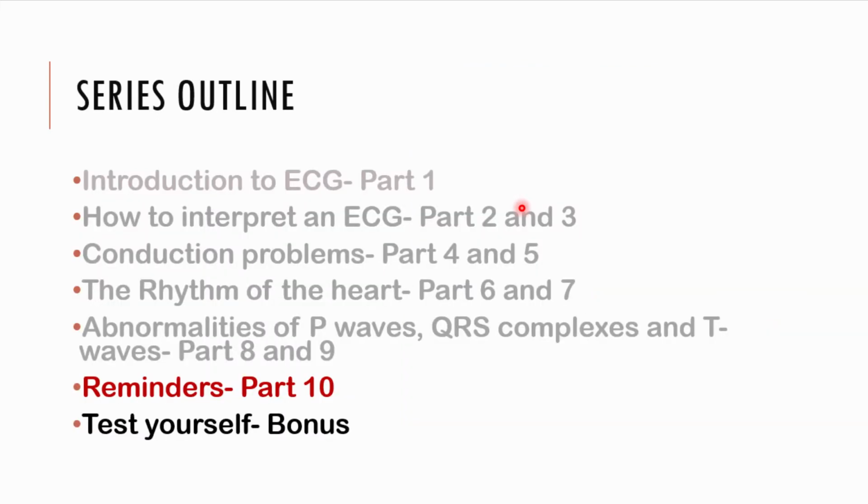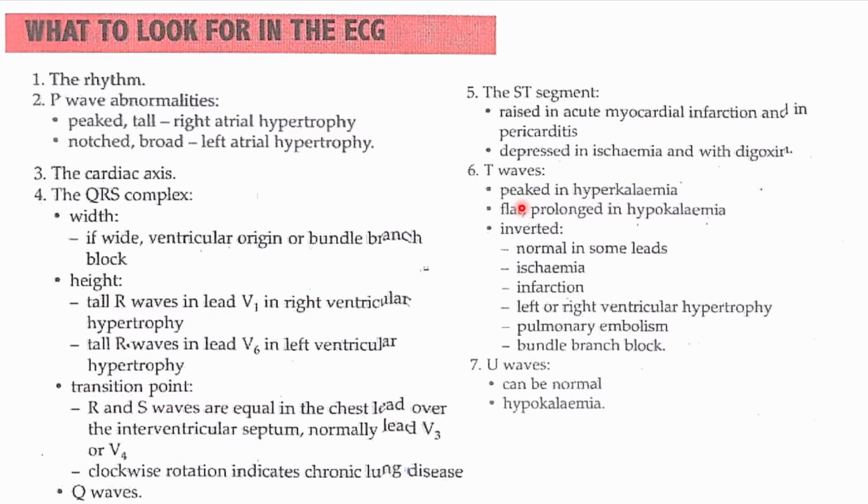In this review lecture video, I shall give you the important reminders that we have covered over the past week concerning the ECG. Remember, what are we looking for on the ECG? We're looking at the rhythm. We'll look at the P waves. Are the P waves peaked, indicating right atrial hypertrophy? Are they notched or broad, indicating left atrial hypertrophy? We'll look at the cardiac axis.